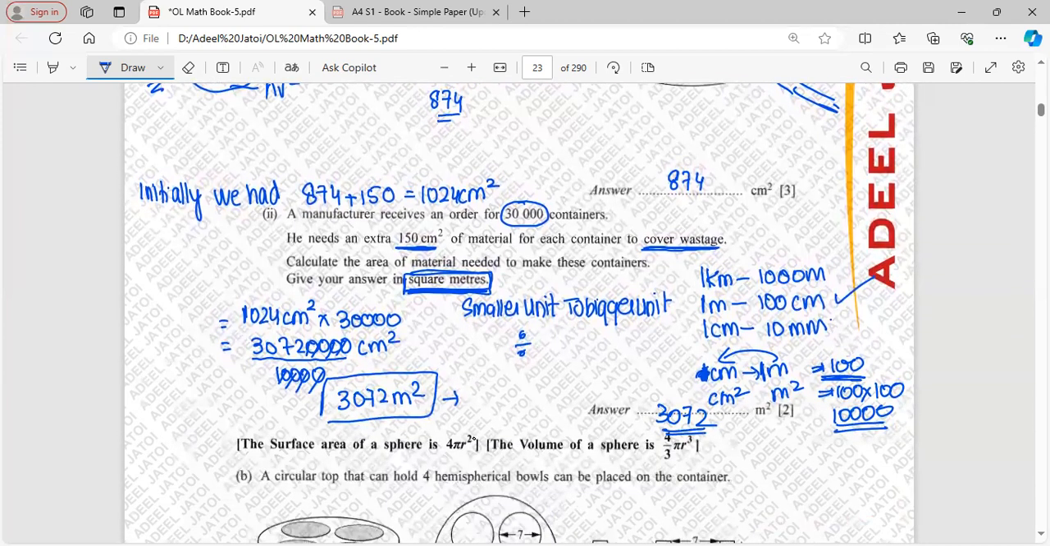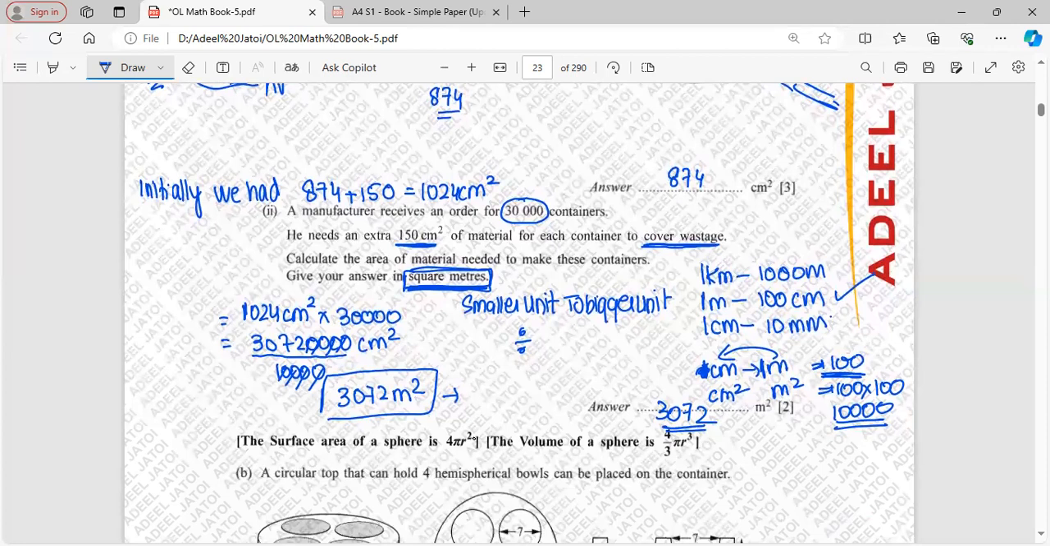Then part 2 says 150 was the extra material required because of wastage. So 874 was the initial, 150 was added. So on this basis, it was 1024 centimeters square. And then we multiplied it with 30,000 containers because we need to find out the total material required. But in the end, the examiner clearly says give your answer in meters square, right?